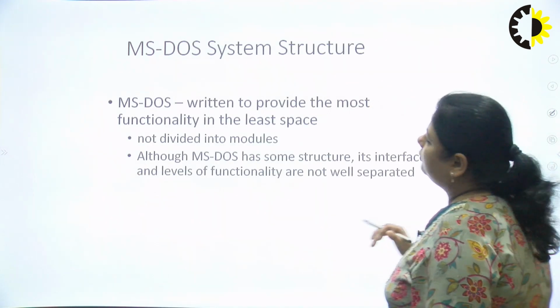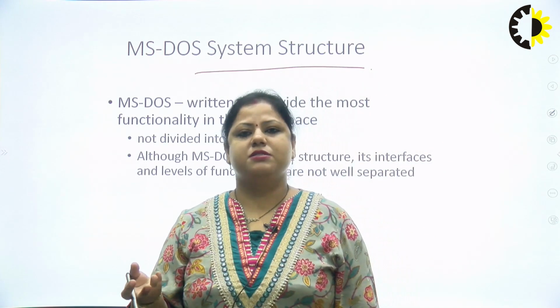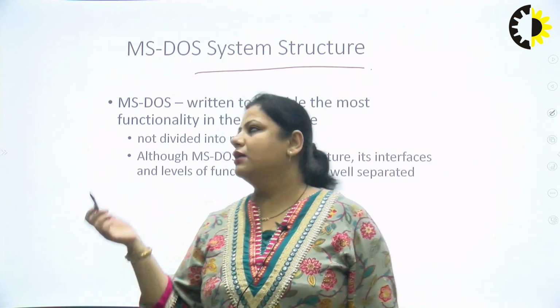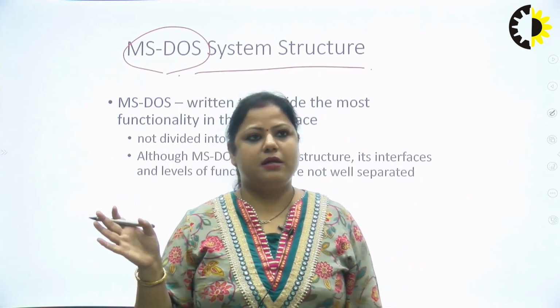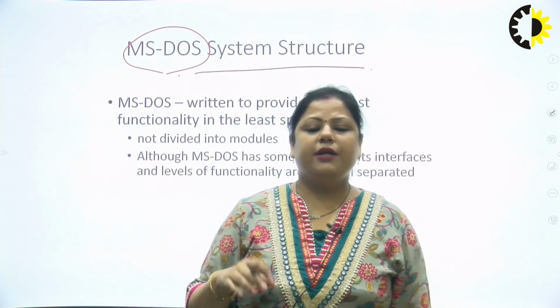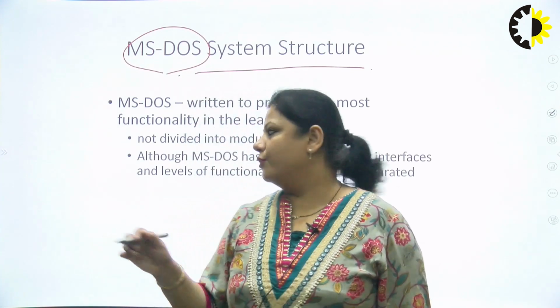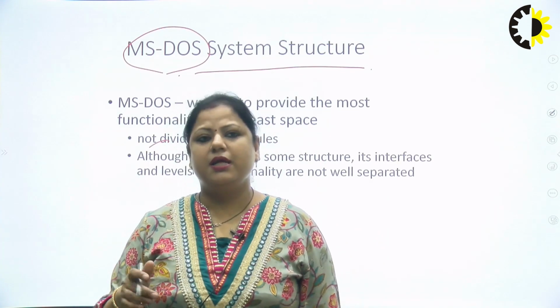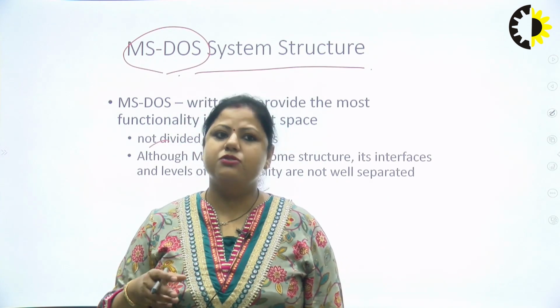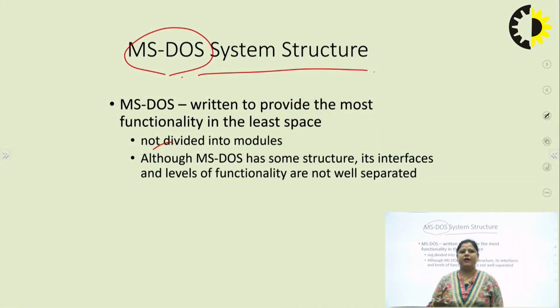Now, MS-DOS system structure. This is an example of operating system structure. This MS-DOS system structure is written to provide the most functionality in the least space, not divided into modules. And although MS-DOS has some structure, its interfaces and levels of functionality are not well separated, as MS-DOS is written to provide the most functionality in the least space.